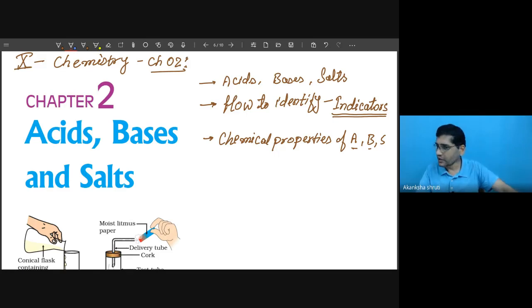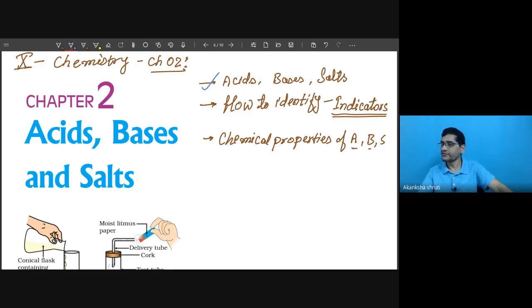Today we are going to learn about the new topic called indicators. What is acid, base and salt, their definitions and other important properties, we have already discussed in the last lecture. Now the next question is, if we are given a compound, then how to identify whether the given compound is acid or base or salt?